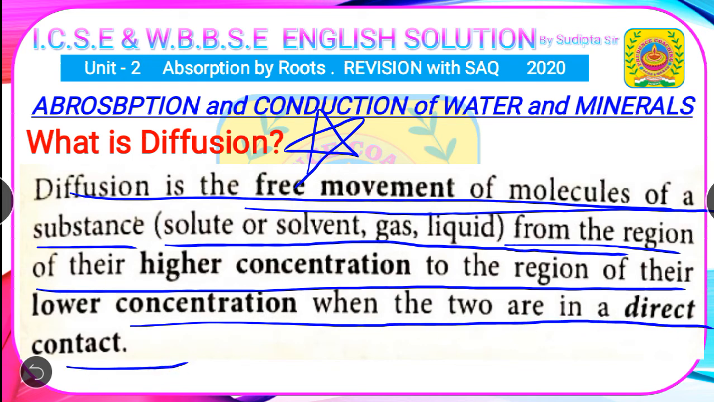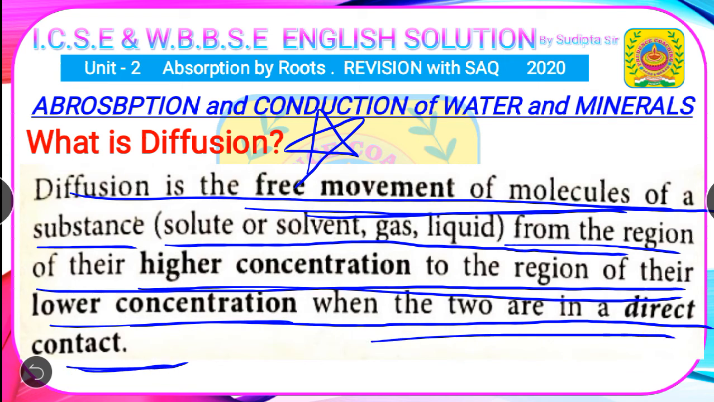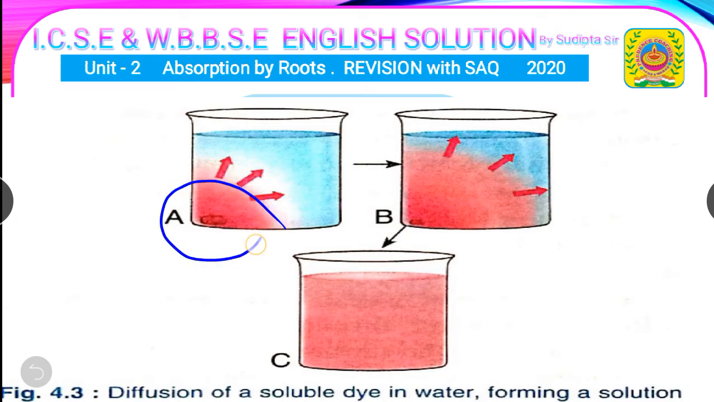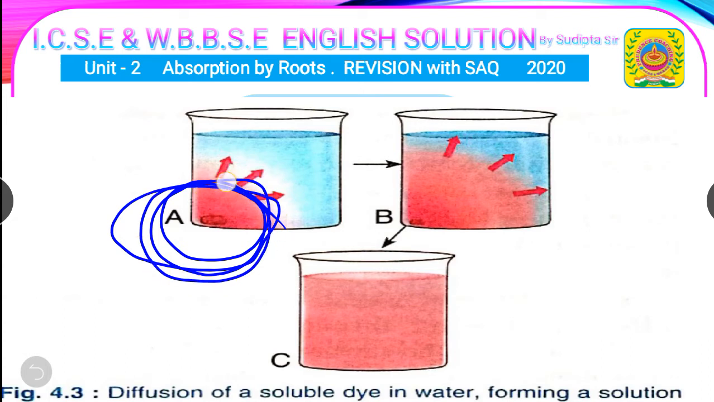So, in diffusion, the two main points that are essential are: the movement of the molecules occurs from the region of higher concentration to the region of lower concentration, and in diffusion the two substances must be in direct contact. So that's all about diffusion. Now this picture clearly depicts diffusion. Here this red colored thing is a soluble dye in water. So this soluble dye is spreading from its higher concentration region to the lower one.